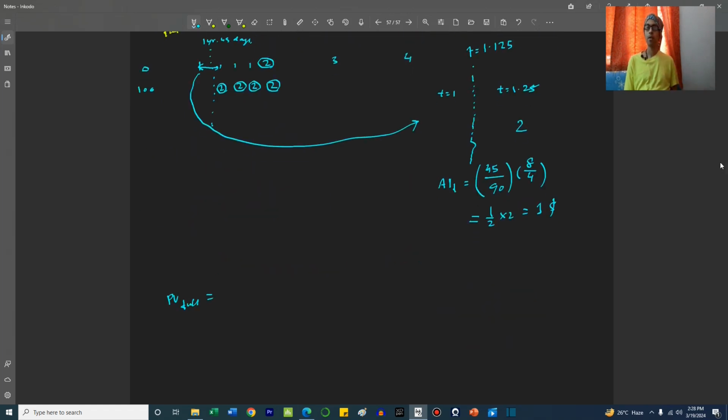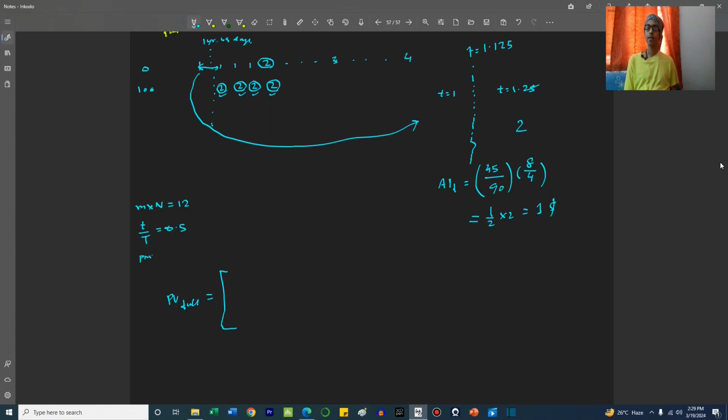PV full is equal to, how many periods are we looking at, guys? 1, 2, 3, 4, 5, 6, 7, 8, 9, 10, 11, 12. 12 periods. That is M into N is equal to 12, and t by T we already know is equal to 0.5. So we just put in the values here.